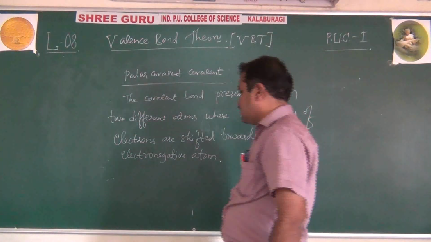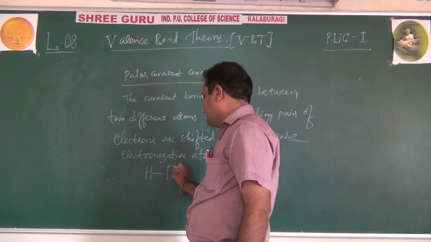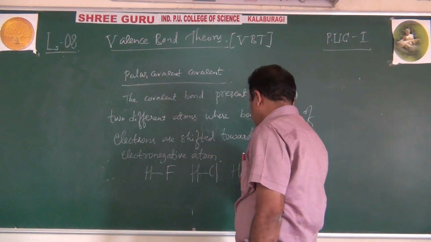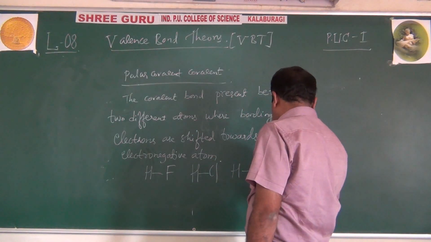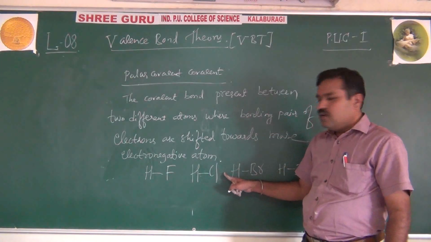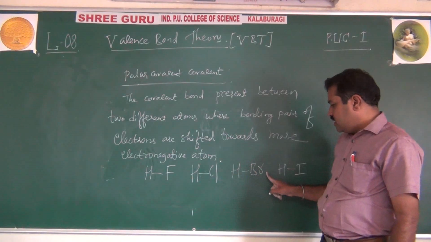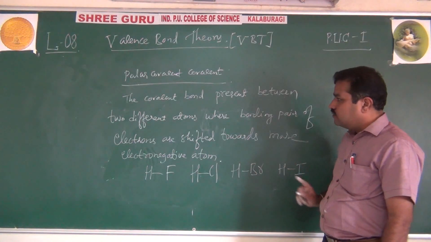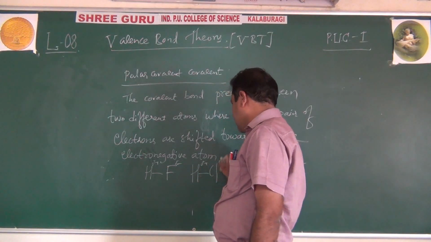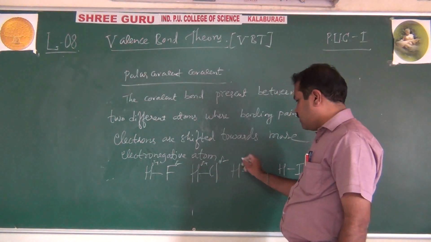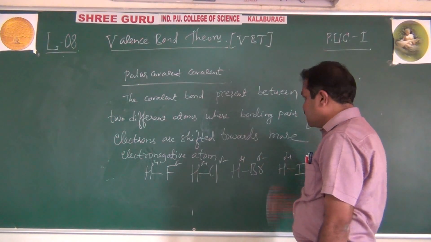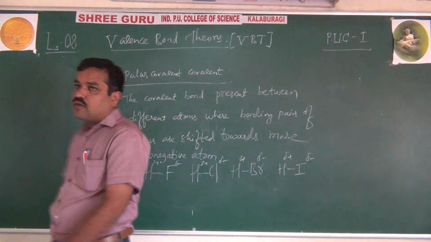Now for example HF, hydrogen fluoride, then HCl, hydrogen chloride, HBr, hydrogen bromide, HI, that is hydrogen iodide: H delta plus F delta minus, H delta plus Cl delta minus, H delta plus Br delta minus, H delta plus and I delta minus. Remember, polarity wise, there is a difference in electronegativity. One less electronegative, another one more electronegative. This is polar covalent bond.